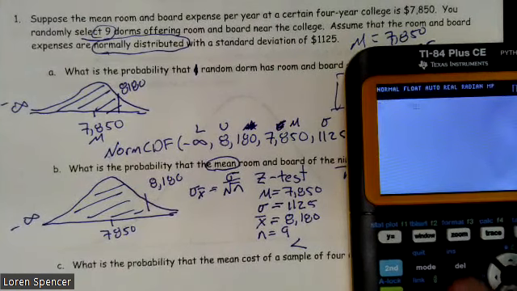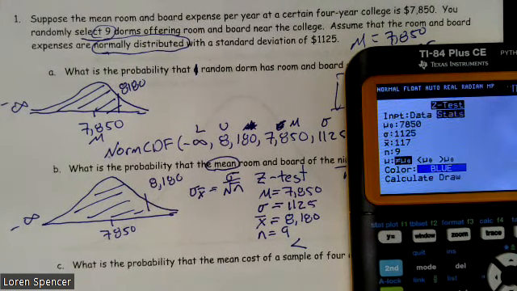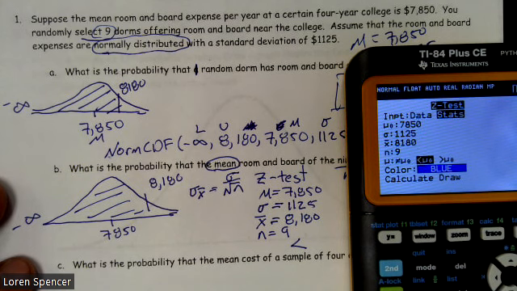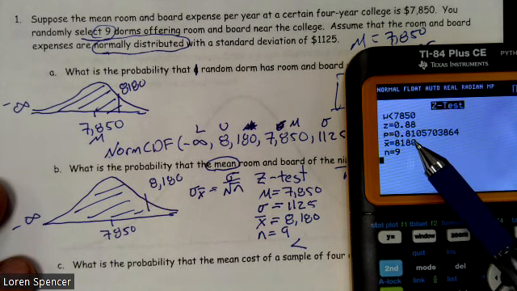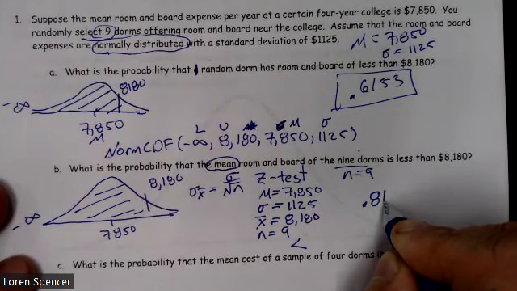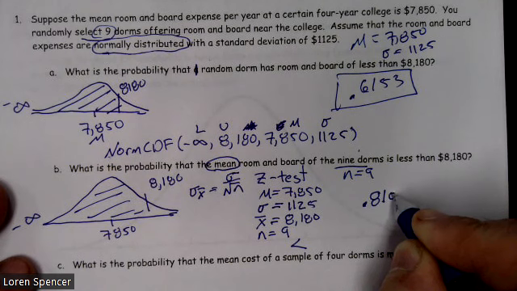So stat, test, z-test. 7,850 is our mean, 1125. Our X bar in this case is 8180. Our sample size is 9. And we want to make sure we have the less than. Once you highlight it, press enter, drop down, and we want to calculate. And we find out that it's 0.81, so a much greater percentage chance than what we had before. Why? A group of 9. 0.8105.